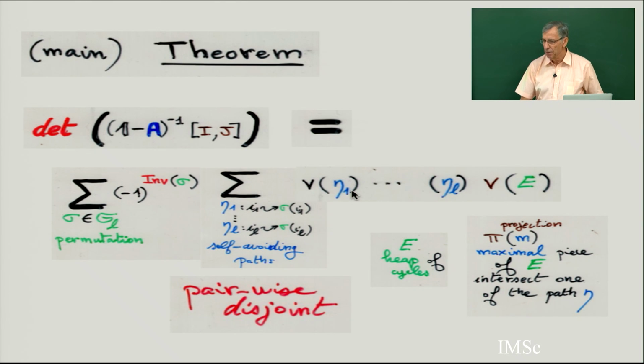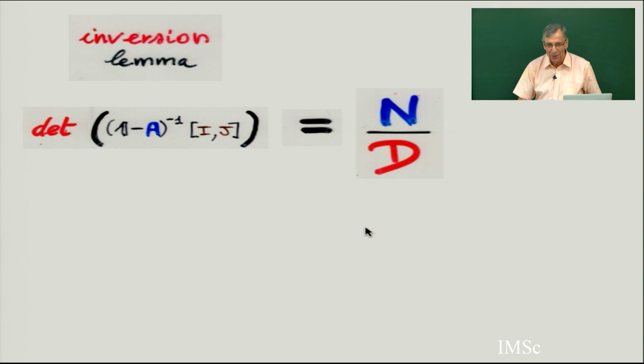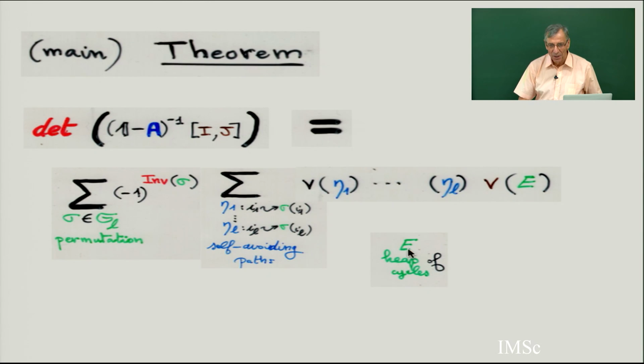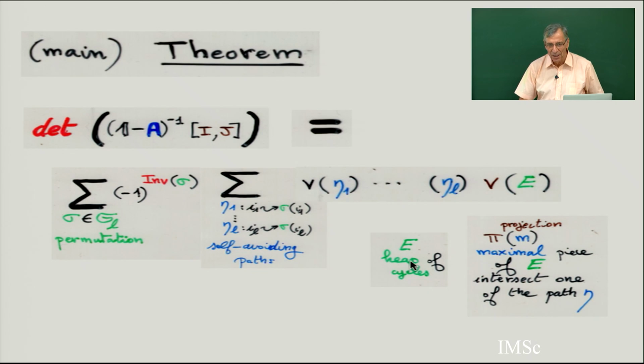Yes? Question? Your sum should run over all the etas as well as over heaps E, right? The sum is over E also. Yes, E is a heaps, sum over all possible heaps. So this E should be here, yes.